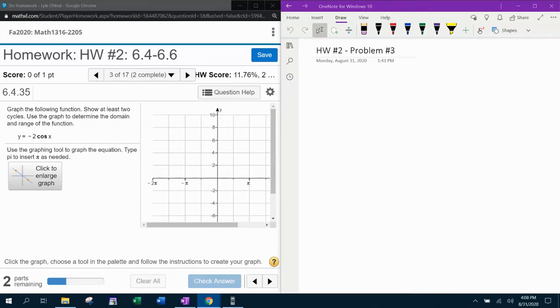All right, here we go. Question number 3 from our 1316 homework number 2 in MyLab Math.